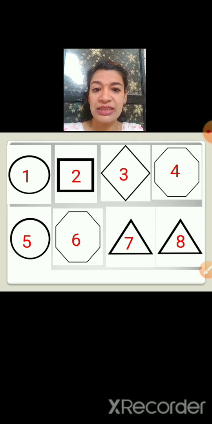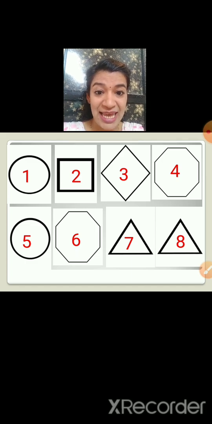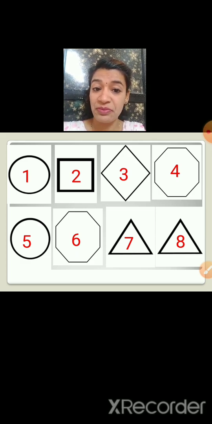Now again, which two pictures are the same? Which two shapes are the same? Number 4 is the same as number 6. Now the next one. Yes, here 7 and 8 are the same. Both the shapes are the same. Triangle number 7 is the same as number 8.